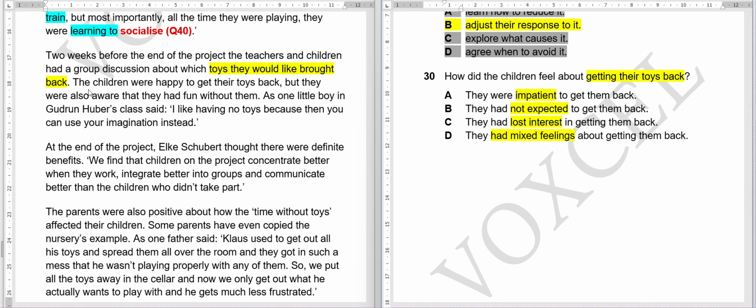The children were happy to get their toys back, but they were also aware that they had fun without them. So obviously they were happy because they were getting their toys back, but they also knew that they had fun without them, like they were not entirely dependent on them. As one little boy in Gordon Hoover's class said, I like having no toys because then you can use your imagination instead. So one boy said he liked having no toys. Why? Because he was using his imagination. Yes, that's the feeling of children that is given in this particular paragraph. So we have the answer here. So the time starts now.